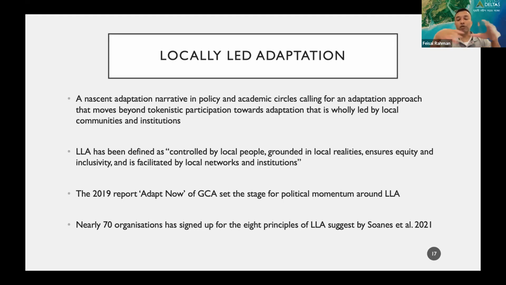A recent IIED, the International Institute for Environment and Development, report has highlighted the fact that less than 2% of global climate finance reaches those people that are really at the front line of climate change impacts. So these people do not have access to adequate resources to adapt. To address this gap, and also the fact that their perceptions are not adequately incorporated in adaptation policies and practice, the budding adaptation narrative in policy and academic circles is calling for an approach that moves beyond tokenistic participation of communities, or community-based participation.